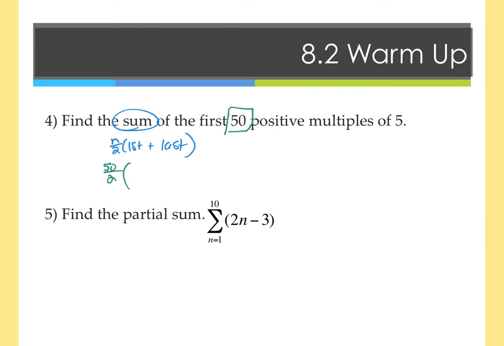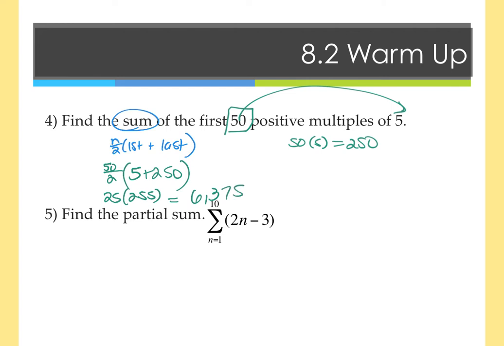Then what's the first positive multiple of 5? 5. What would be the 50th, and how would you get there? 250. Just multiply them out, okay? There are 50 of them, so it'd be 50 times 5. That's the last. If there were 60, I'd multiply times 60. If there were 70, I'd multiply times 70. If it was multiples of 3, I'd be multiplying by 3. So then I get 25 times 255, which is 6,375.